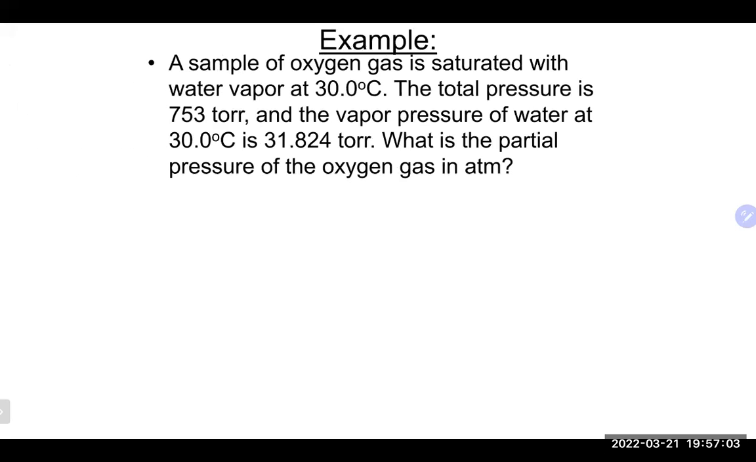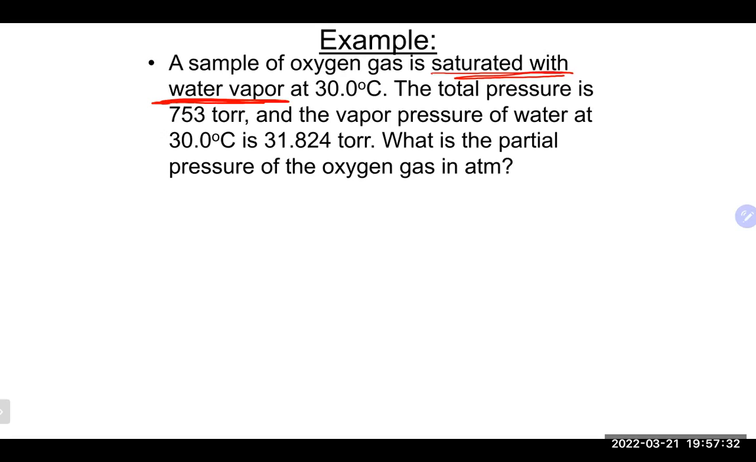So if we look at a problem like that: a sample of oxygen gas was saturated with water vapor. Those are the key words that tell you it is this type of situation. It will sometimes say it was saturated with water vapor, and sometimes say it was collected over water. Some mention of collecting a gas with water involved means you're going to end up with the gas you want, but also water vapor. So usually you need to do this correction.